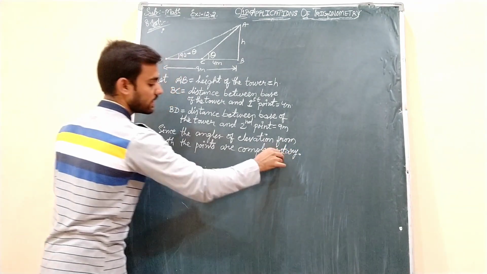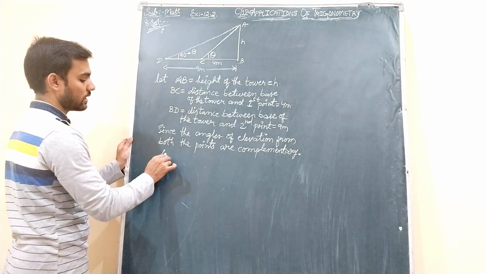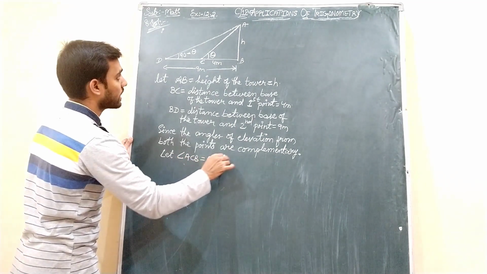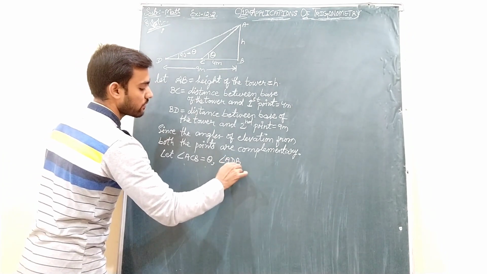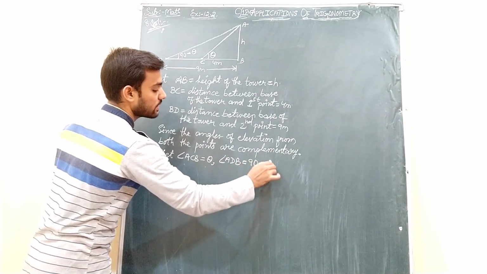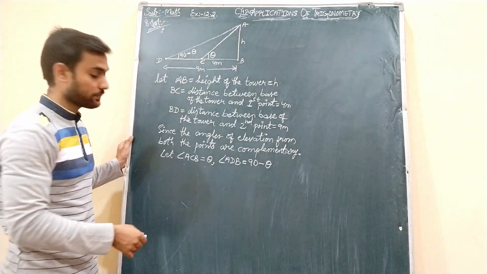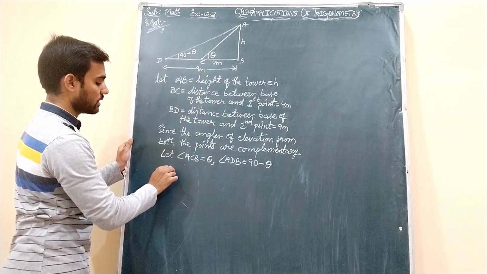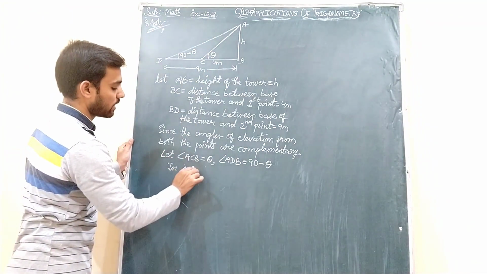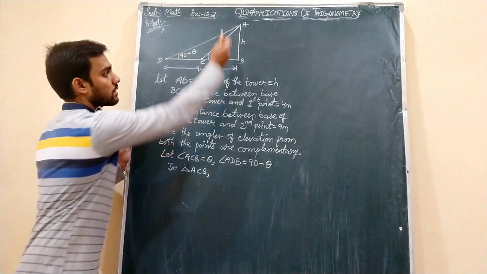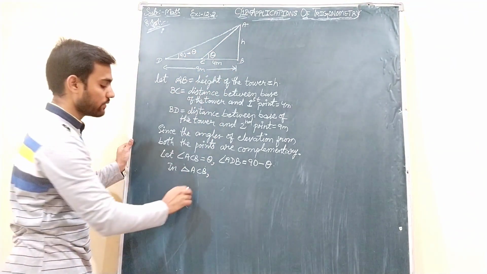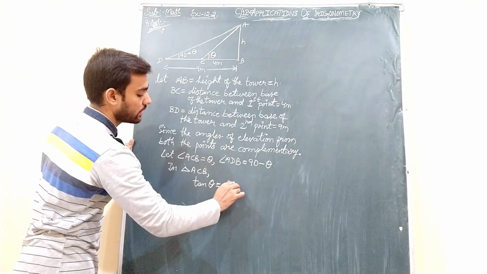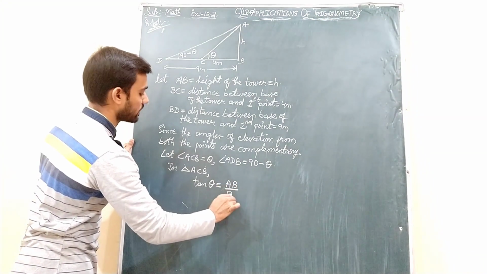So just because of this reason, we have considered angle ACB as theta, students, and angle ADB we are taking as 90 minus theta, because the angles are complementary. Now firstly we will take this triangle. In triangle ACB, height is involved, distance is involved. So tan theta we will take. Tan theta equals opposite by adjacent.